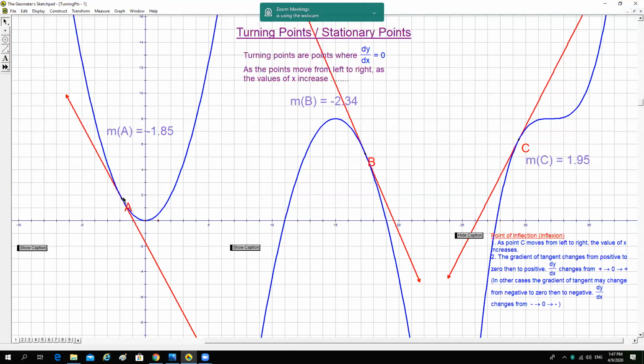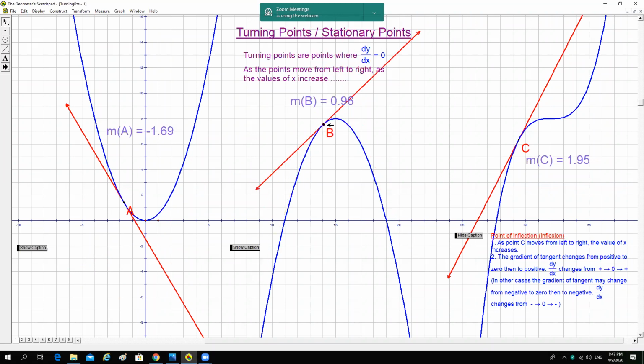Now, if you look at graph A, and you see I drag the point A, after the minimum point, they turn up again. Can you see why this minimum point is called the turning point? It is after this point that the gradient turns in another direction. So that's why they are called turning points. Then look at graph B. Again, after this point, they turn in another direction. At the maximum point, they start to turn. So they are called turning points.